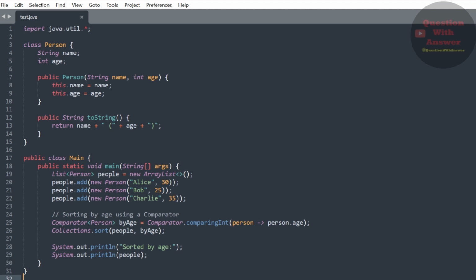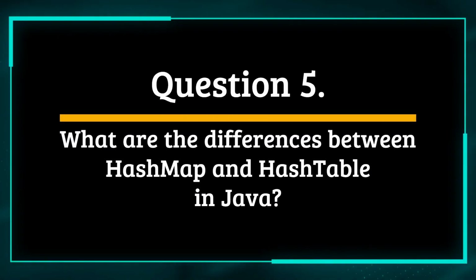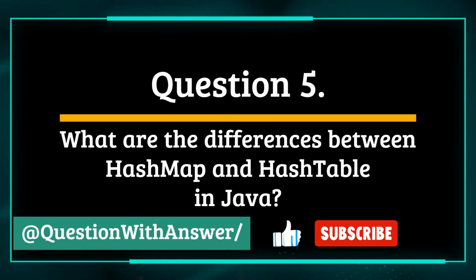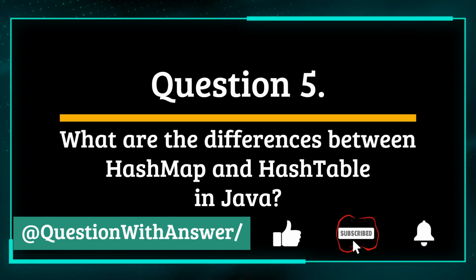In this example, we define a person class with name and age attributes. We then create a comparator named byAge that compares person objects based on their age attribute. Finally, we sort a list of person objects using this comparator, resulting in the list being sorted by age. Question 5. What are the differences between HashMap and HashTable in Java?